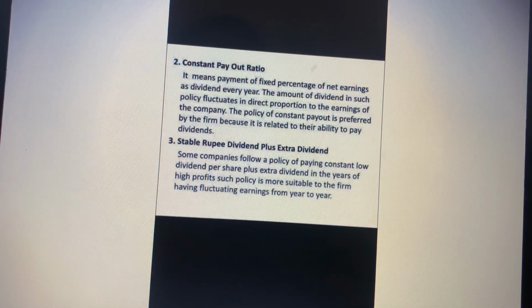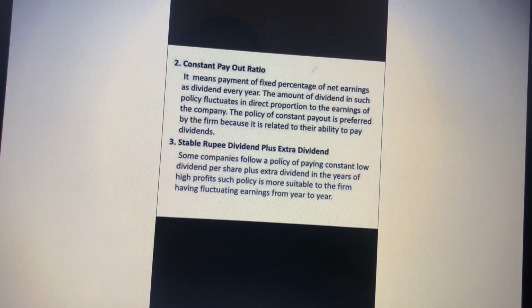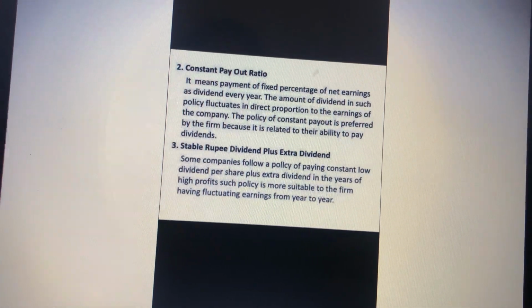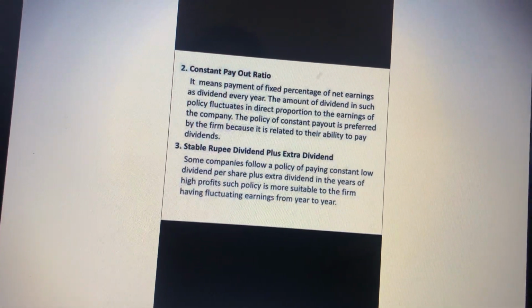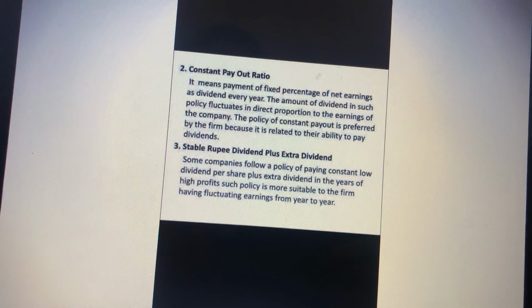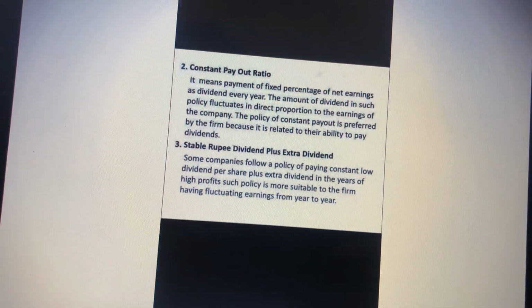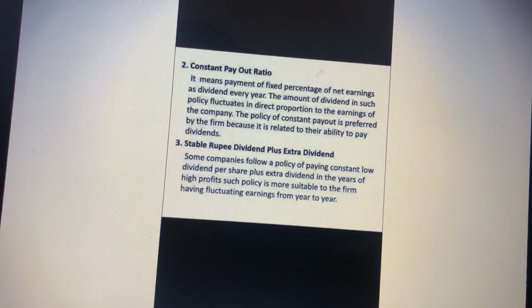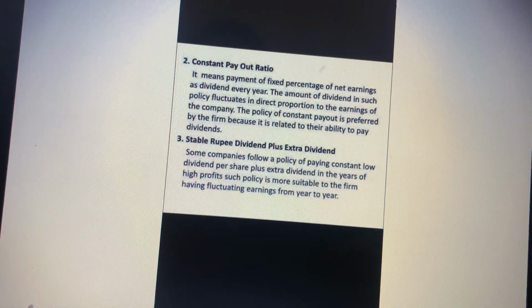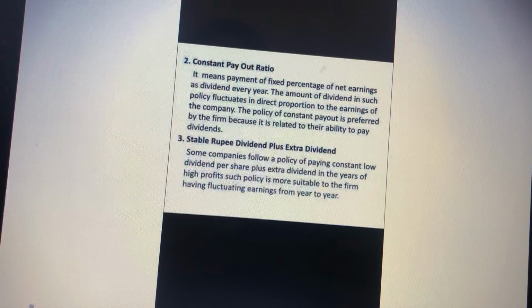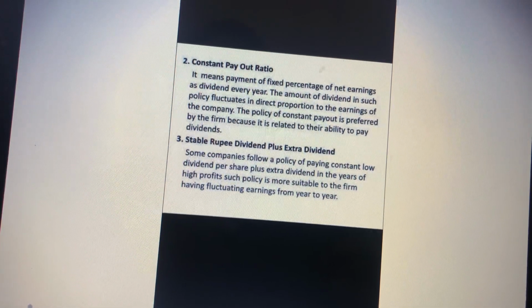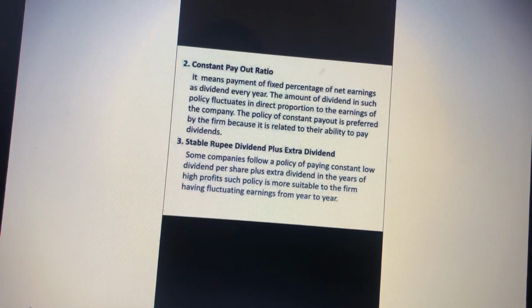Next, it is a constant payout ratio. Constant payout ratio means payment of a fixed percentage of net earnings as dividends every year. The amount of dividend in such a policy fluctuates in direct proportion to the earnings of the company. The policy of constant payout is preferred by the firms because it is related to their ability to pay dividends.